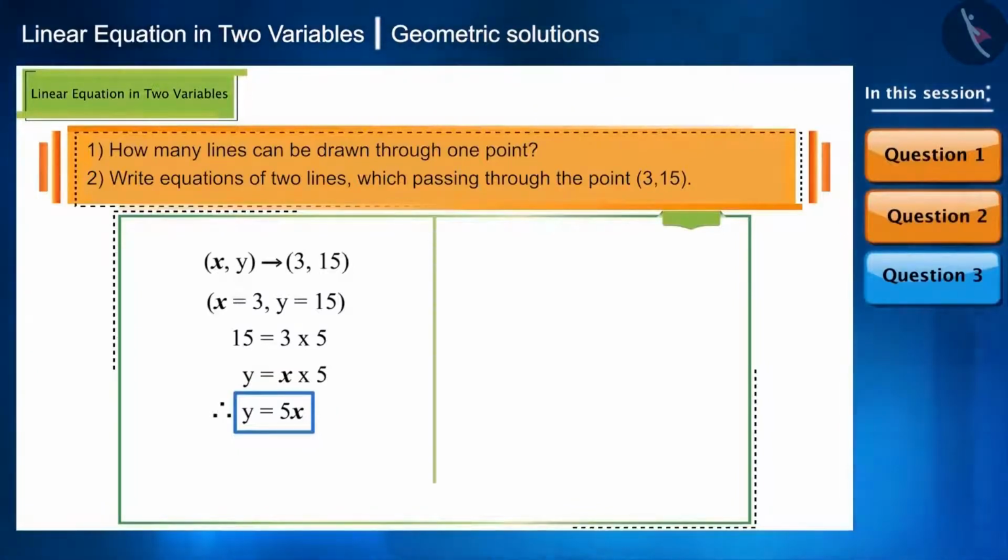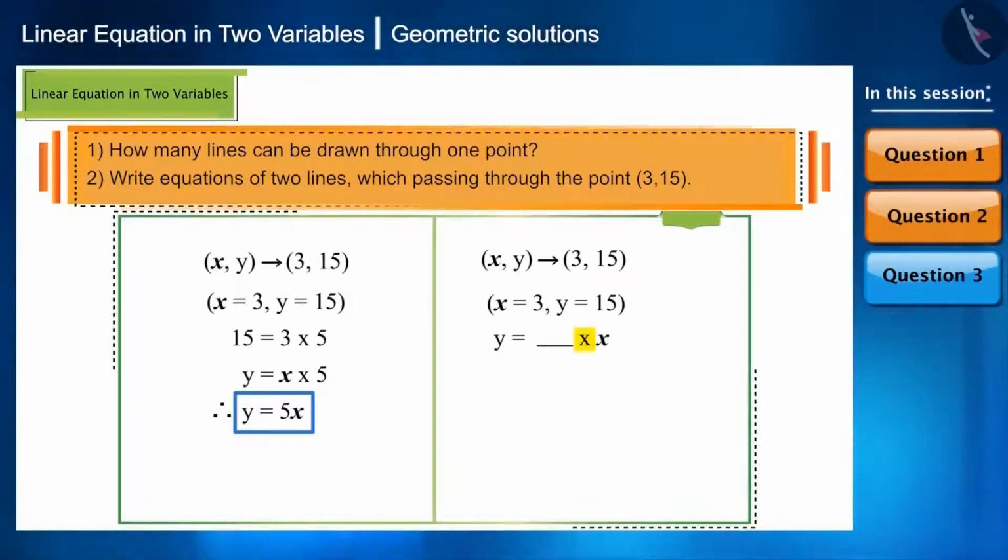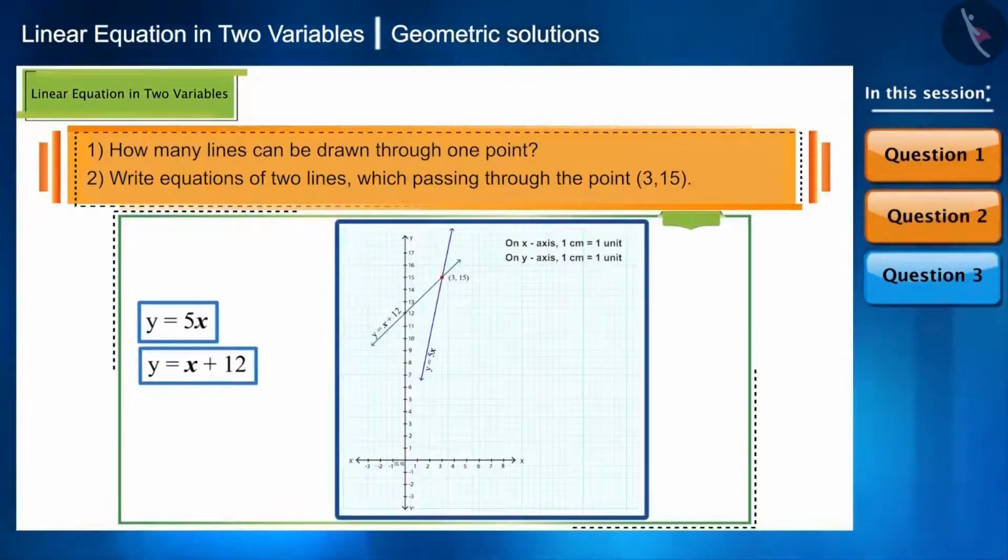Now, let's find the second equation. Do we only use multiplication to establish a relation between x and y? No. We can also establish a relation between them by using addition, subtraction or division. Can we say that y is 12 more than x? That is, y is equal to x plus 12. So, we got 2 equations like this.